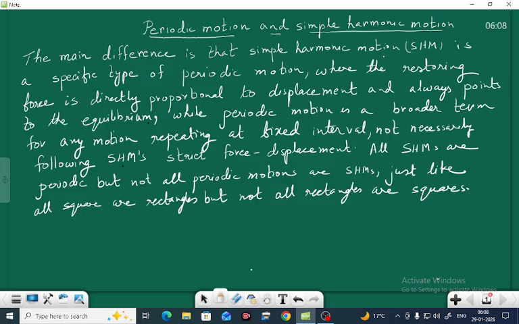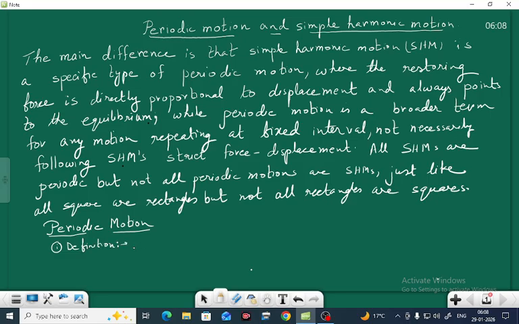Now we will define periodic motion and give examples, and after that we will define simple harmonic motion. What is periodic motion? Number one, we will find the definition of periodic motion.